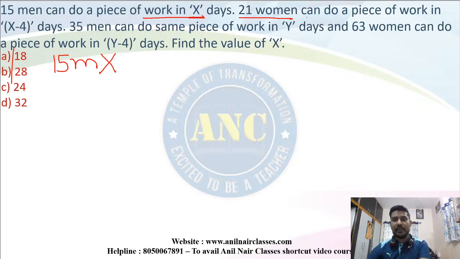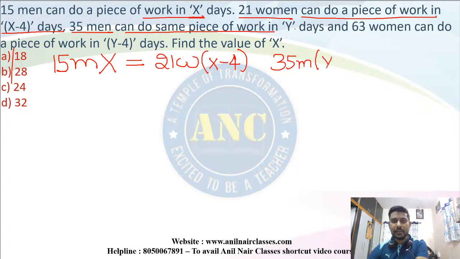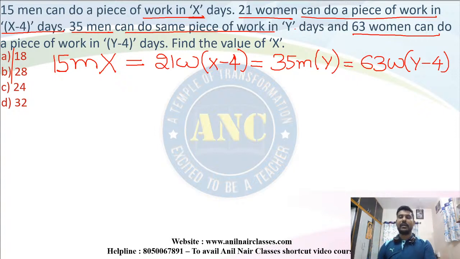Okay. 21 women can do a piece of work in X minus 4 days. 1 woman can work W units per day. That means the capacity of 1 woman is W units per day. 21 women is 21 into W, and they can complete the work in X minus 4 days. This is nothing but work. This is also work. So both are equal. Next, 35 men can do the same piece of work in Y days. 35 men, it is 35 into small m, they will do the piece of work in Y days. 63 women can do the same piece of work in Y minus 4 days. 63 into W. All of them are completing the work, and that is the reason all of them are equated in this question, right?